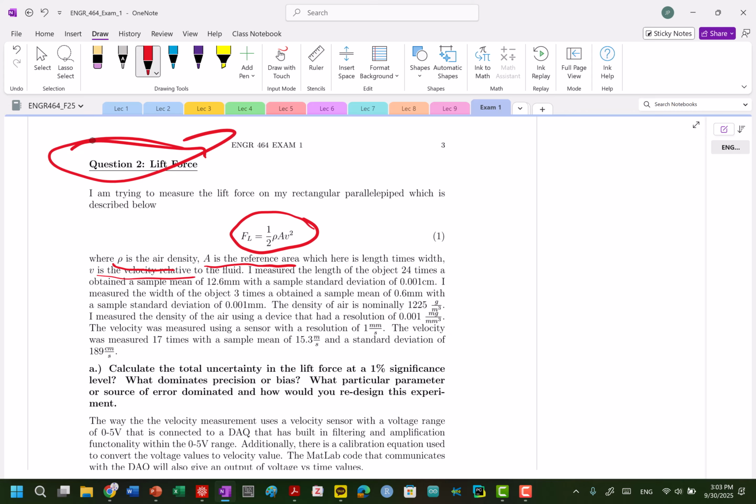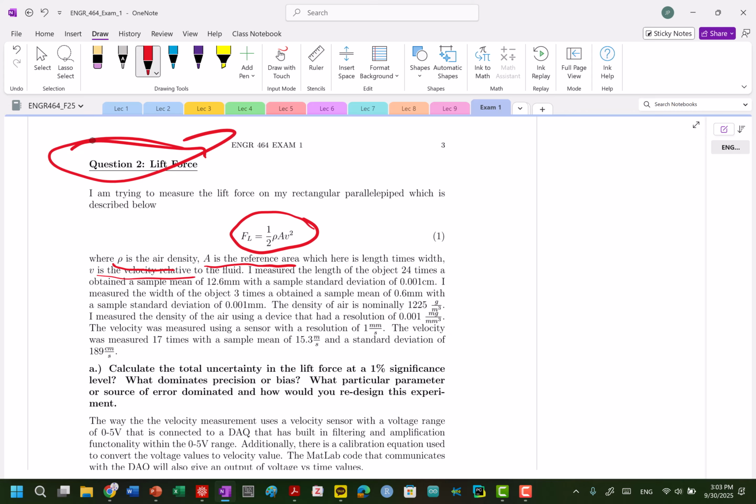Measure the length of the object 24 times, obtain a sample mean, etc. Width of the object 3 times, density. All right, so we know we're going to have to calculate uncertainty. Now the important point is 1% significance. What dominates? And let's get at it.